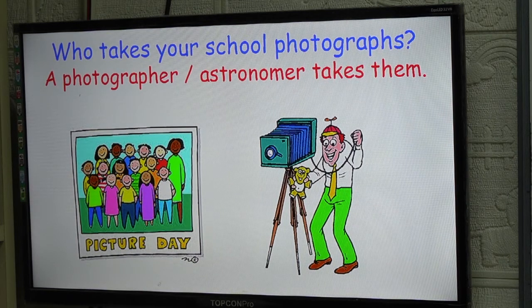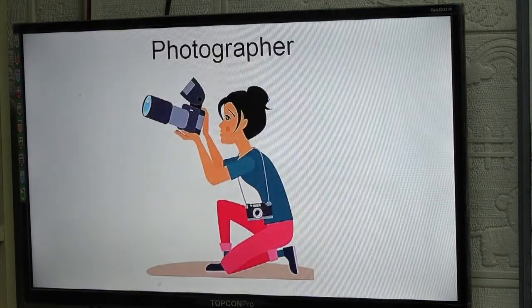Okay, it's also related to your school. So, who takes your school photographs? You know, every year there's a day where you can take photographs in a class, alright, with your classmates and your class teacher, right? So who's the person who takes them for you? Is it an astronomer or a photographer? Do you remember who is an astronomer? Let me show you a picture if you remember.